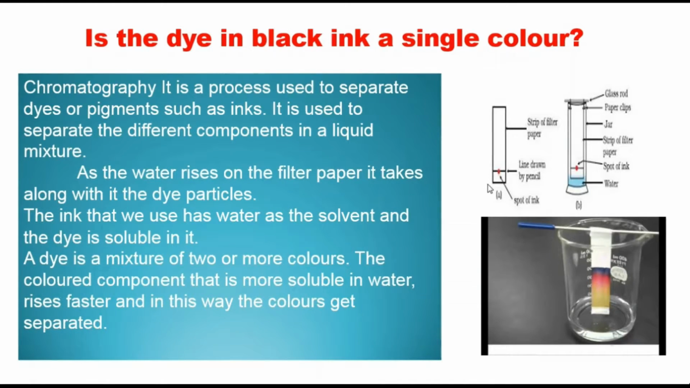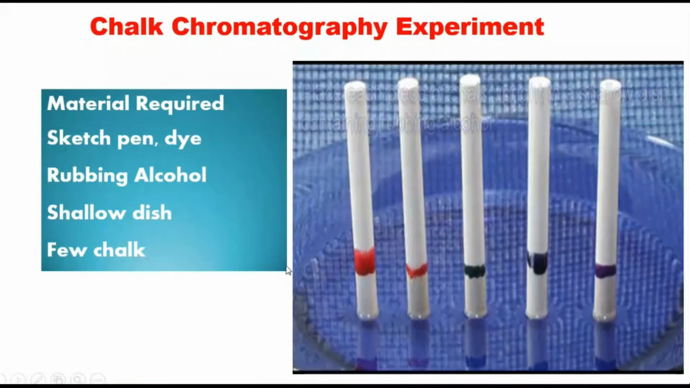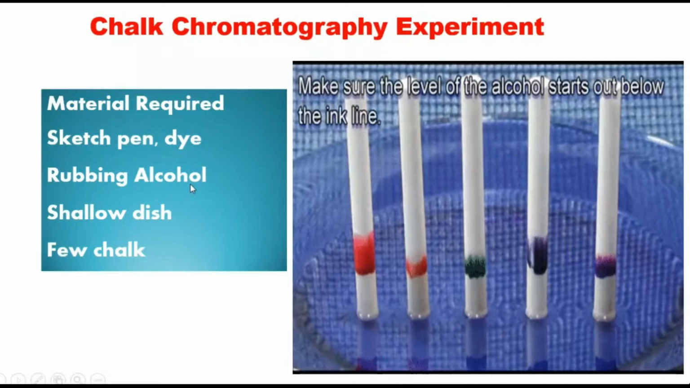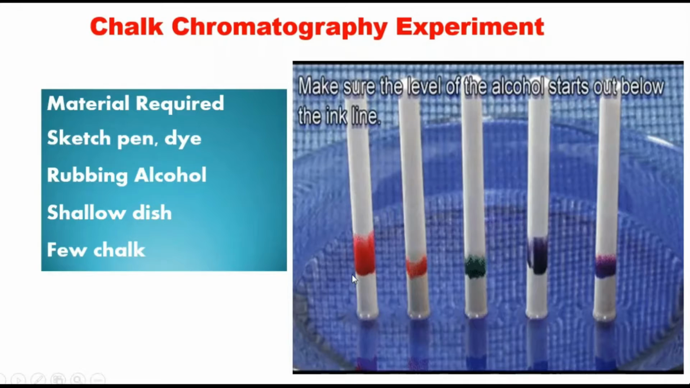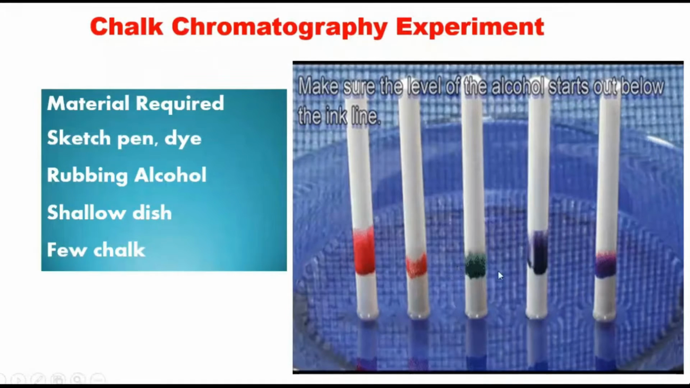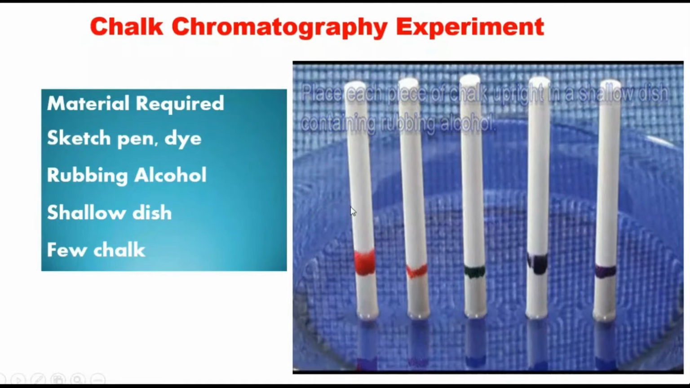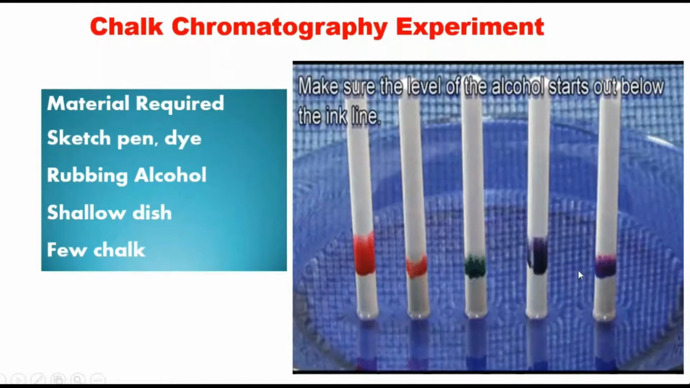Now for this you need a filter paper. I can show you one very simple activity which you can perform in your home with the help of chalk. What you need, a sketch pen or a dye, rubbing alcohol. If rubbing alcohol is not there, you can take water also, a shallow disc and few chalk. Now mark every chalk with different sketch pen color and just place this chalk on the water carefully and let it stand for some time.